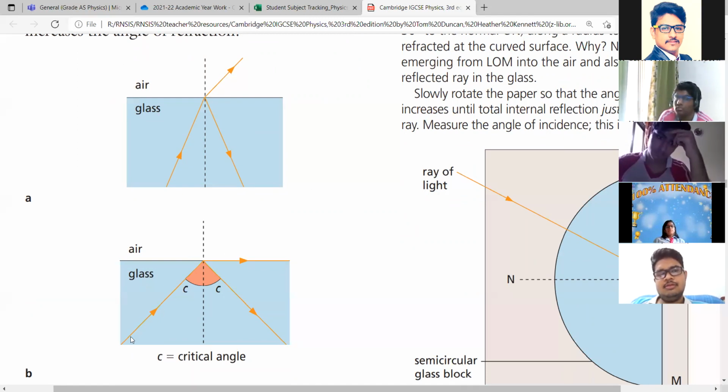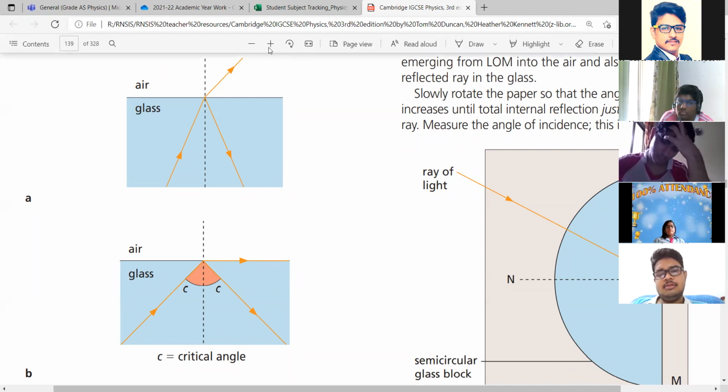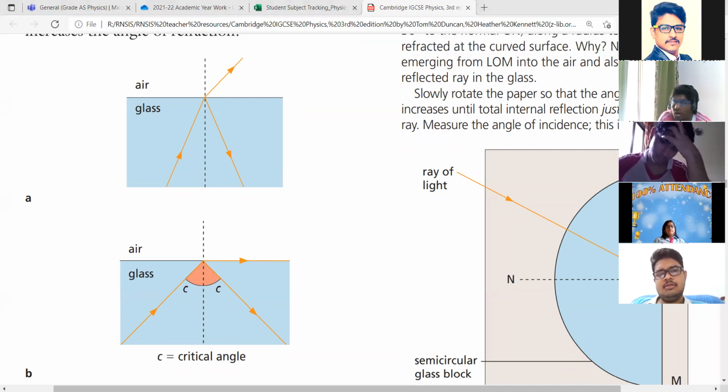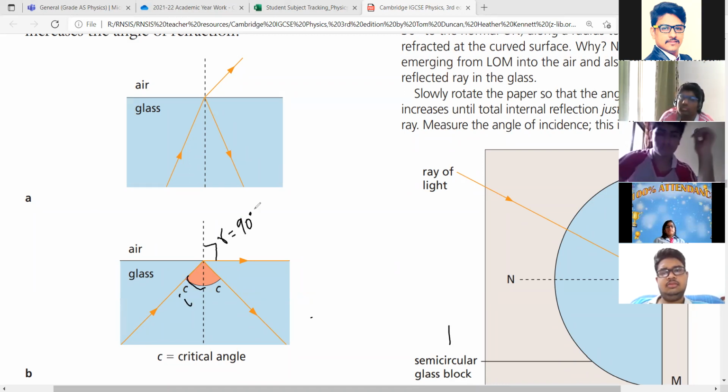What will happen is, because I am going on increasing the angle of incidence, the angle of refraction also increases, and it will come to a point where it will become flat and go along the boundary of the two mediums. Now at this juncture, this is the incidence angle and this is the refraction angle, and the refraction angle has become 90 degrees. It is exactly 90 degrees with the normal, right?